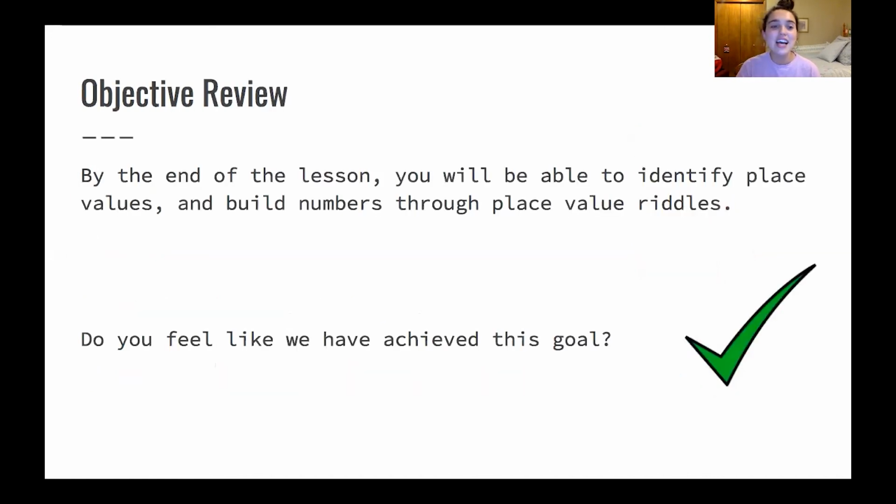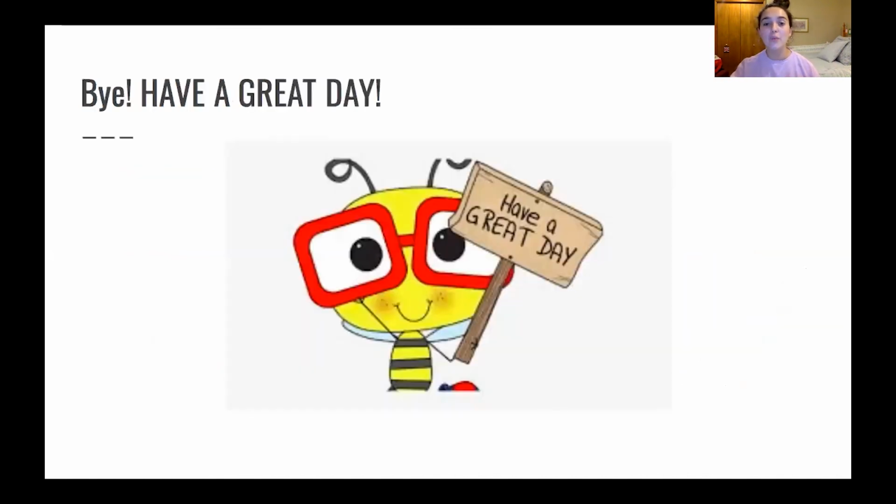Okay, so this is just us going through the objective. It said by the end of this lesson, you will be able to identify place values, build numbers through place value riddles. Do you guys feel like we achieved this goal? Give me a thumbs up, a thumbs down, or maybe just a fist if you're feeling like maybe. Hopefully you guys are all giving me thumbs up. I know I felt like I learned so much about place value in this lesson, and I feel like the more we practice, the better we will be.